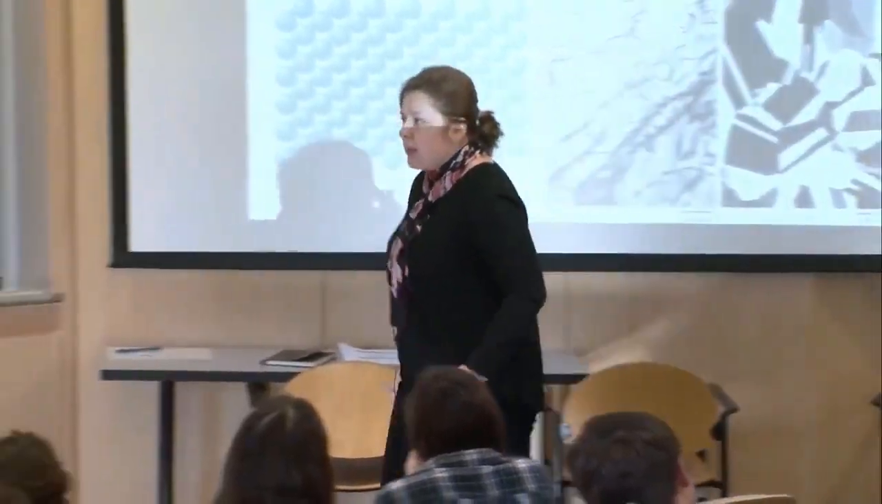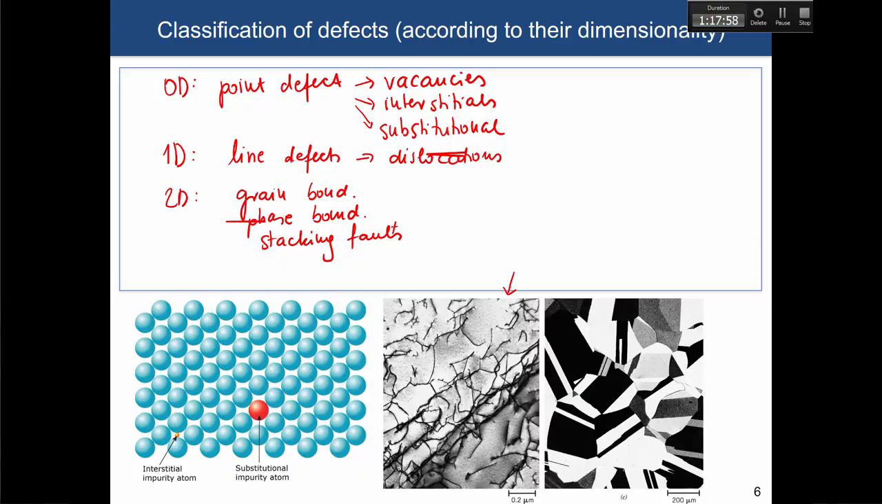And finally, three-dimensional defects very often are not considered to be defects, but part of the microstructure of the material. These are precipitates, voids, etc. So for example, precipitates would be the existence of a particular material in a matrix of a different material. Okay?